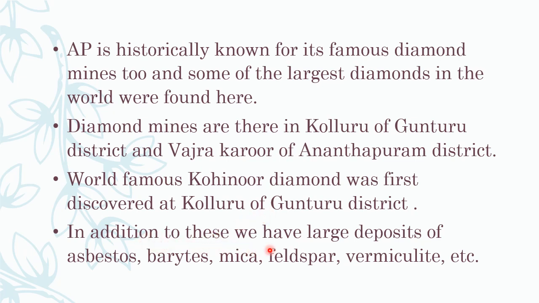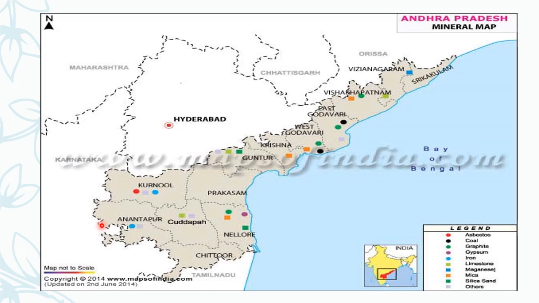In addition to these, we have large deposits of asbestos, barytes, mica, feldspar, vermiculite. And more than those, we get so many minerals in our Andhra Pradesh. You see, all the districts, Srikakulam, Vizianagaram, Visakhapatnam, East Godavari, West Godavari, in these districts we have so many minerals. In which district, what mineral is available, it is mentioned.